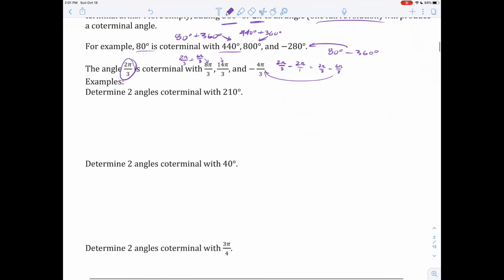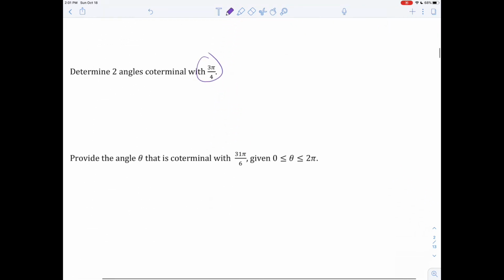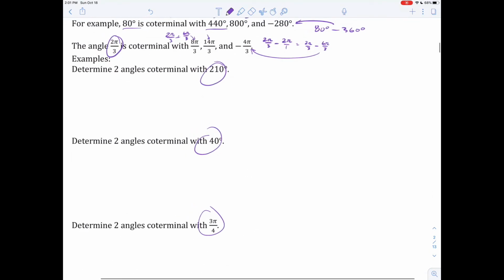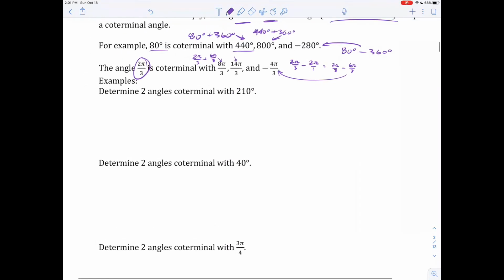Give it a try right from the get-go. See if you can determine two angles coterminal with each one of these. Oh, and this one is a slightly different question. But give it a go, give it a stab, give it a shot, give it a whirl. In I go.